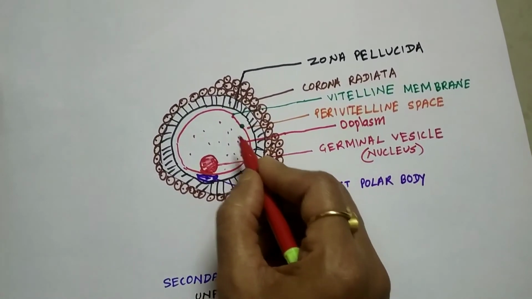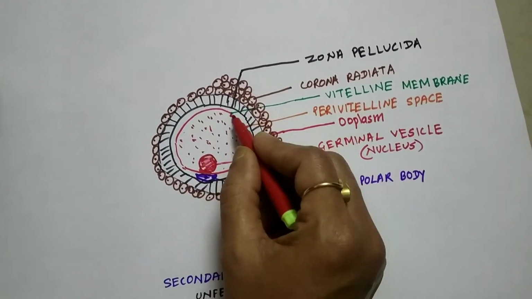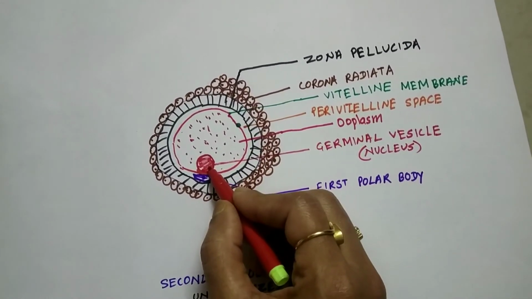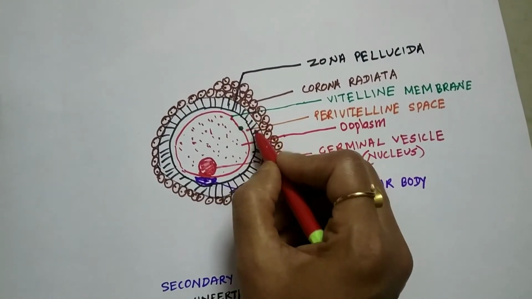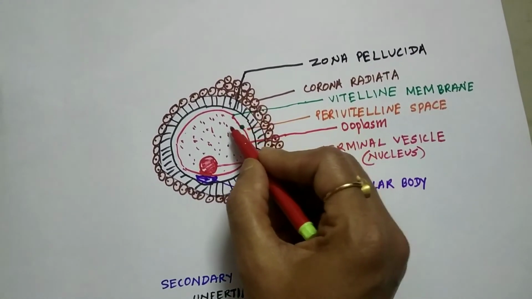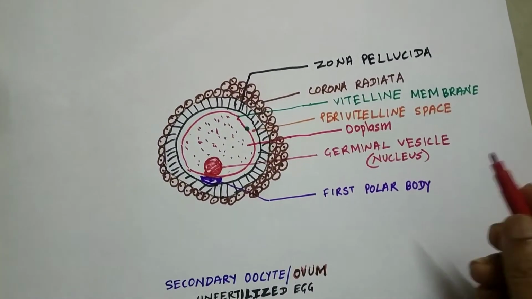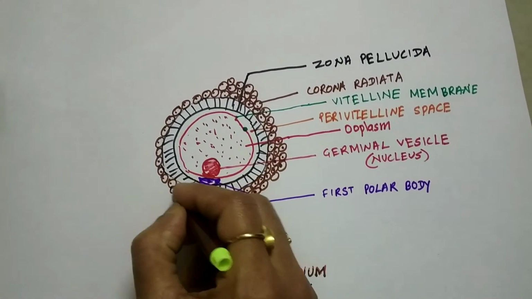The nucleus is surrounded by ooplasm. Ooplasm is enclosed in a boundary called vitelline membrane, which is also called egg membrane. Vitelline membrane is surrounded by a glycoproteinous membrane called zona pellucida. In between the zona pellucida and the vitelline membrane there is a space called perivitelline space. This space contains the first polar body which is formed during oogenesis, and after the zona pellucida many cells are grouped together, and these cells are called corona radiata.